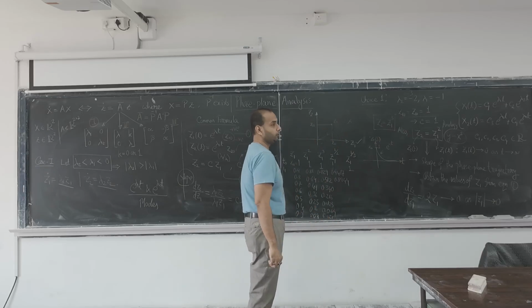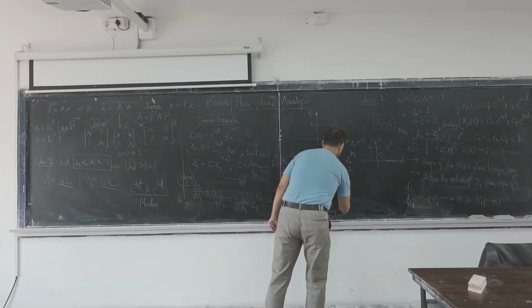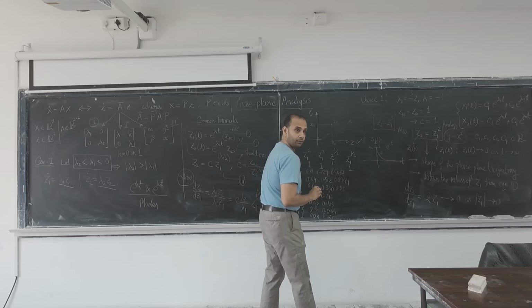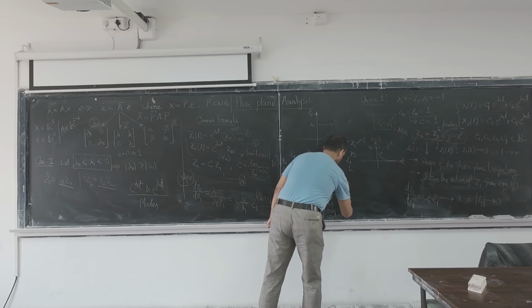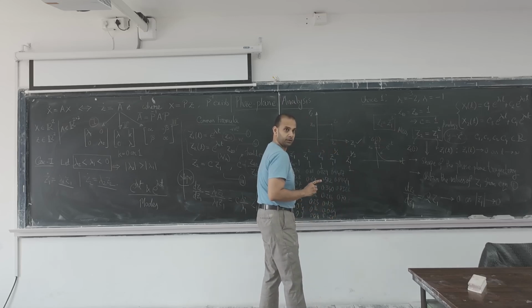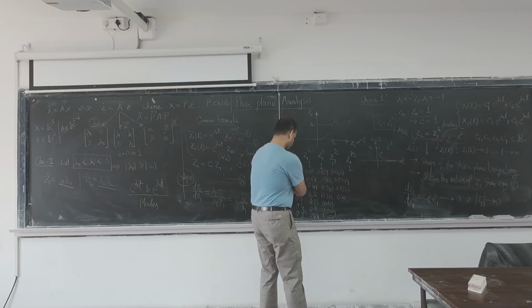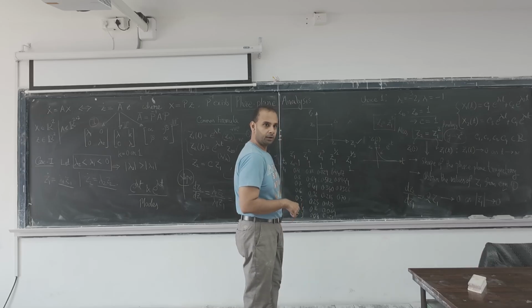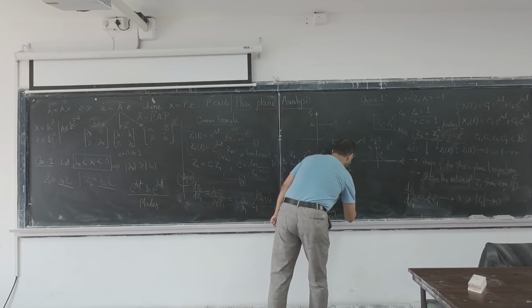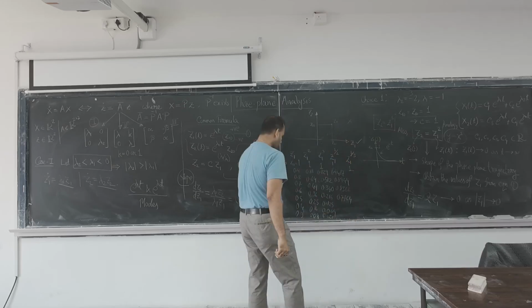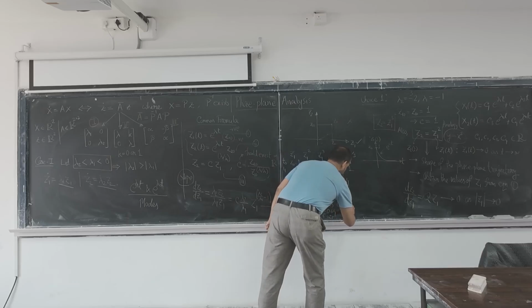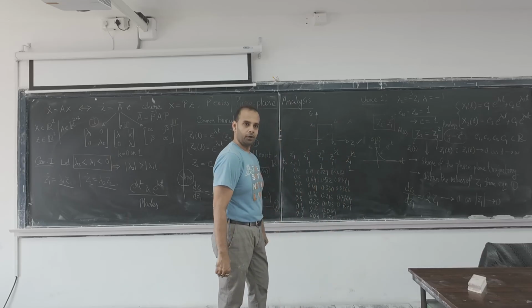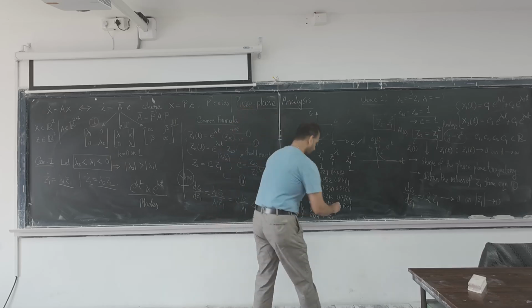Then root 0.7, 0.8366. After that root 0.6, right? 0.7746. After that root 0.5, 0.7071. Root 0.4, 0.6325.